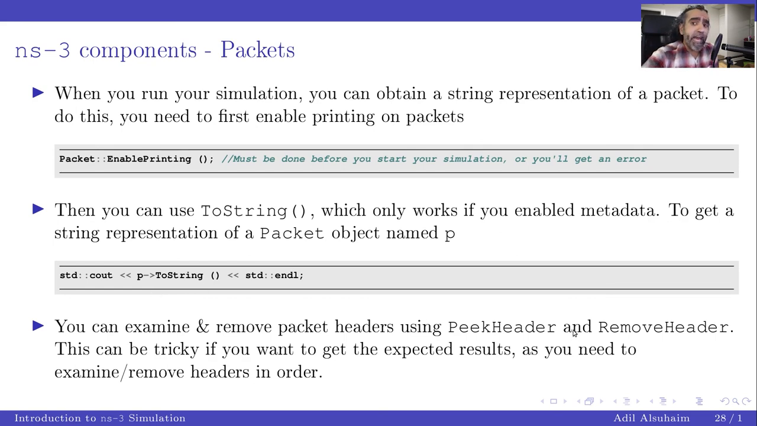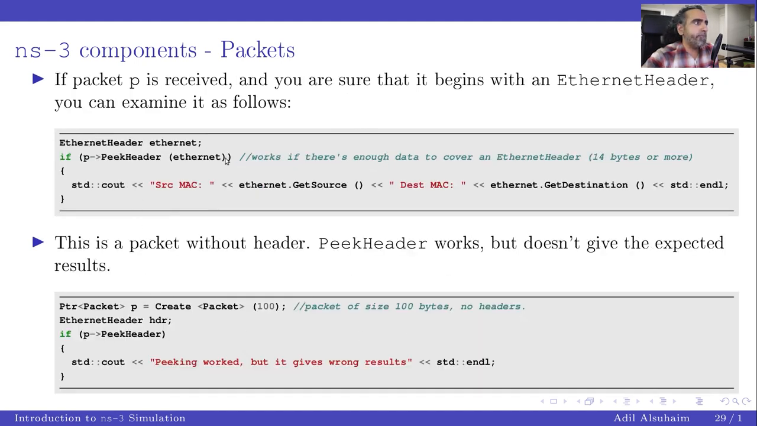We can also examine packets with PeekHeader and RemoveHeader, by doing something like this, although this is not safe because, as you can see here, this actually works. I should have Ethernet here, and it will actually work but give you the wrong results. So basically, if you're sure that the first header is an Ethernet header, you can do that.